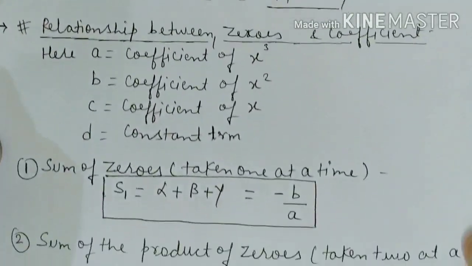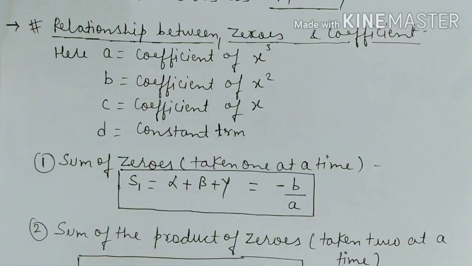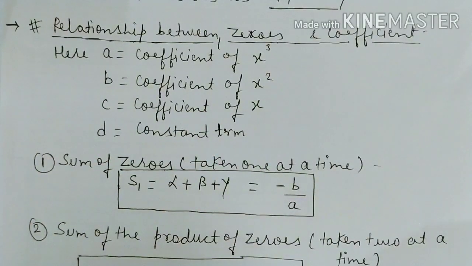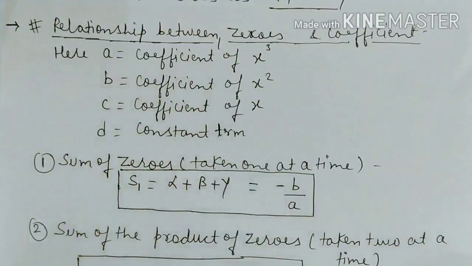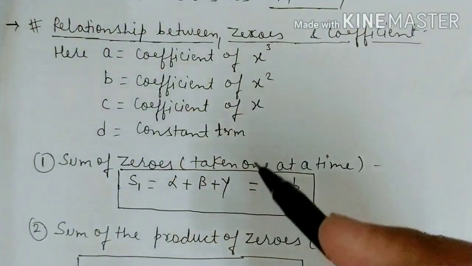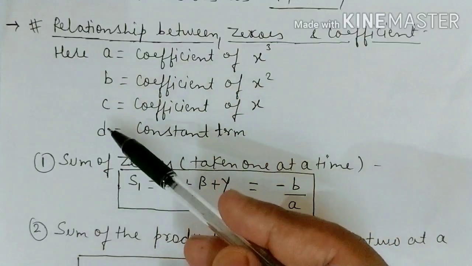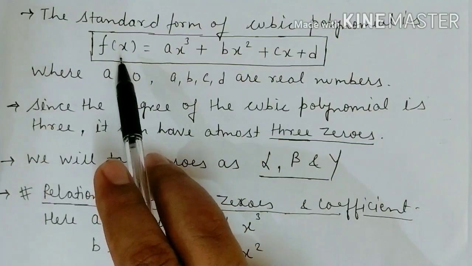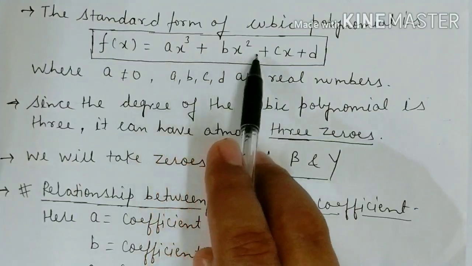As in the quadratic equation, we have a relationship between the zeros and the coefficients. Here also we have a relationship between the zeros and the coefficients. As it is a cubic polynomial, we have 3 zeros, that is alpha, beta and gamma. So here also the relationships between the coefficients and the zeros are given. Clear? If you compare any given equation with the standard form of the equation, you will get these 4 values. Here I am using f of x, you can write p of x also: ax cube plus bx square plus cx plus d.